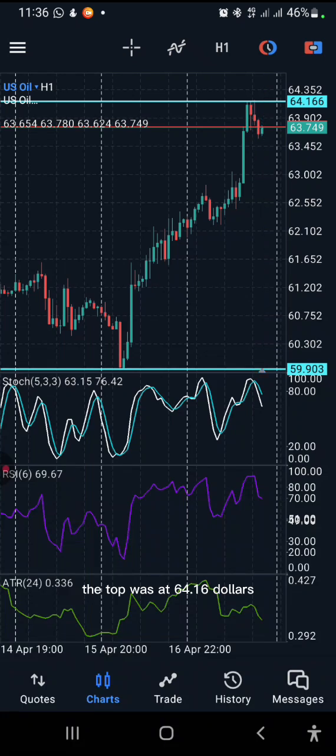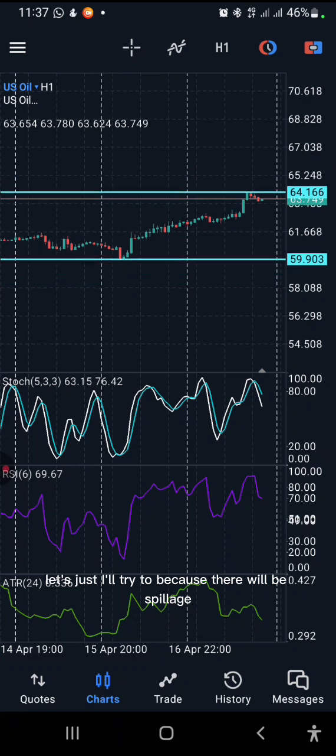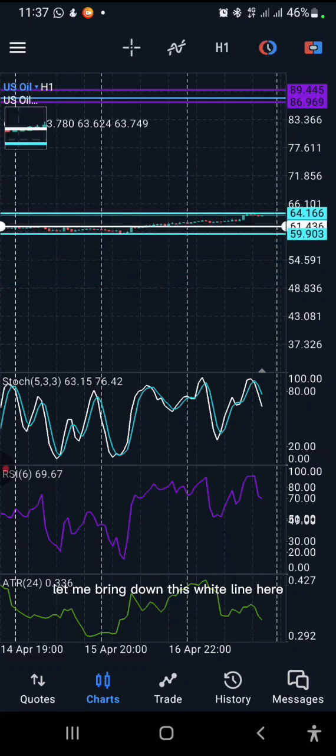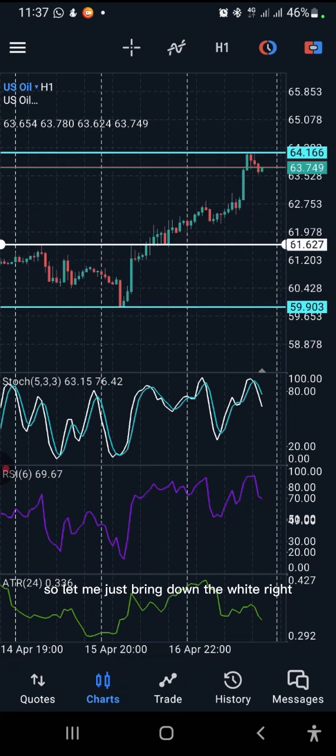The top was at $64.16 and the bottom was at $59.9. So what are you trying to do here? Because there'll be a gap, let me bring down this white line here.